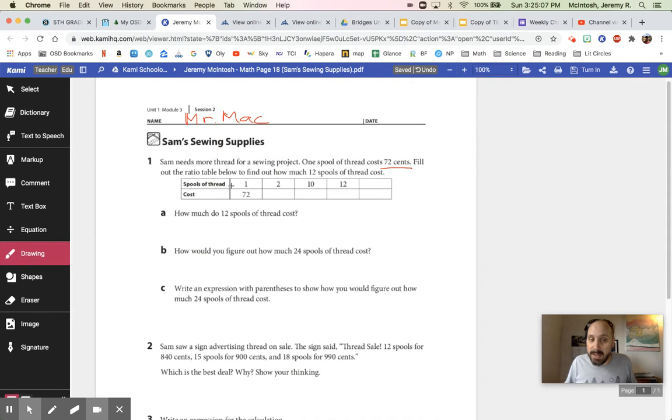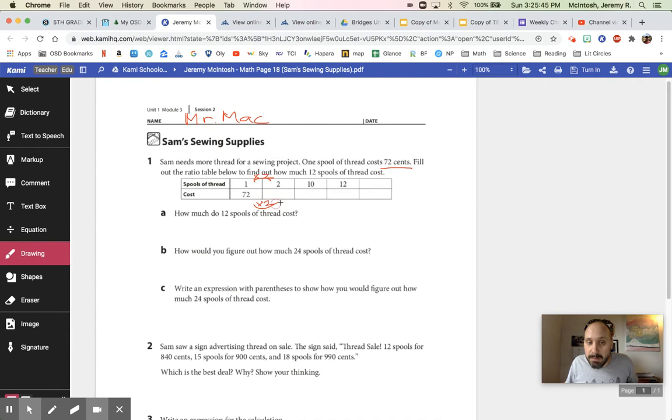So we have the spools of thread and the cost. Just like before, we have one spool of thread costs 72 cents. Two spools of thread would cost, 10 spools of thread would cost, 12 spools of thread would cost, and then they have a blank here that we're going to fill in later. So firstly, you will want to fill in these blanks below so that will help you later with the problems that are coming up. So we know when we are going from 1 to 2, we're just doubling, right? We're multiplying by 2. And whatever we do to the top, we have to do to the bottom.